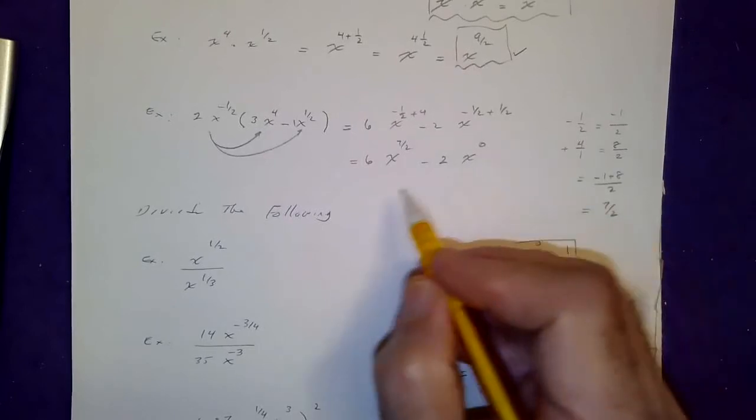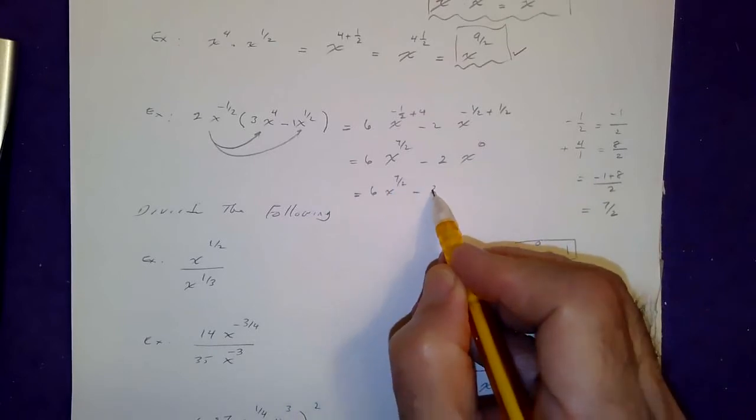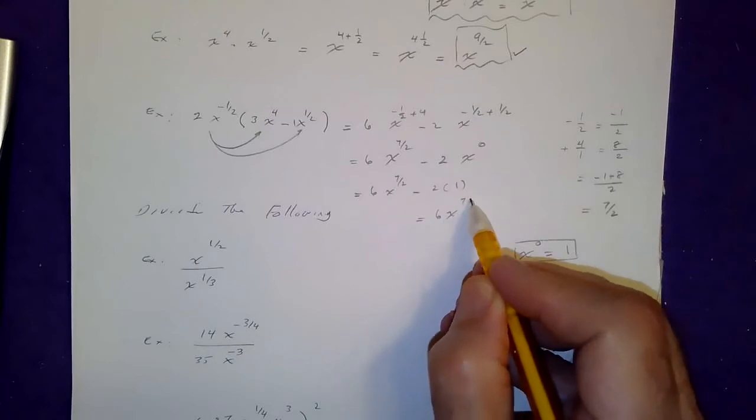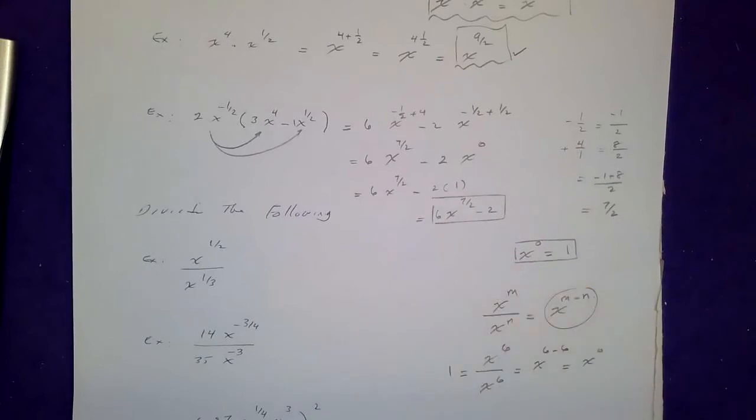So this guy is 1. So the answer is 6x to the 7 halves minus 2 times 1. So the answer is 6x to the 7 halves minus 2. Final answer.